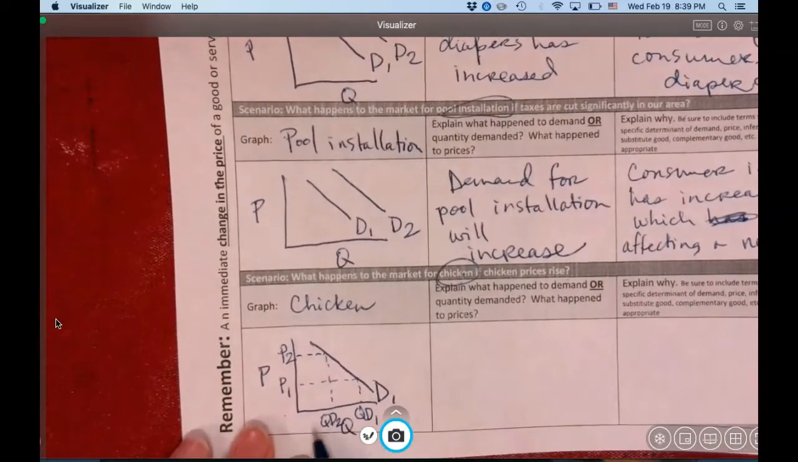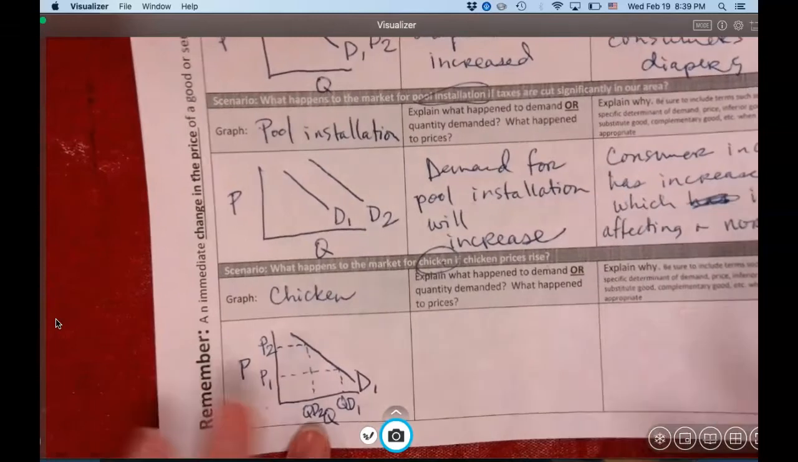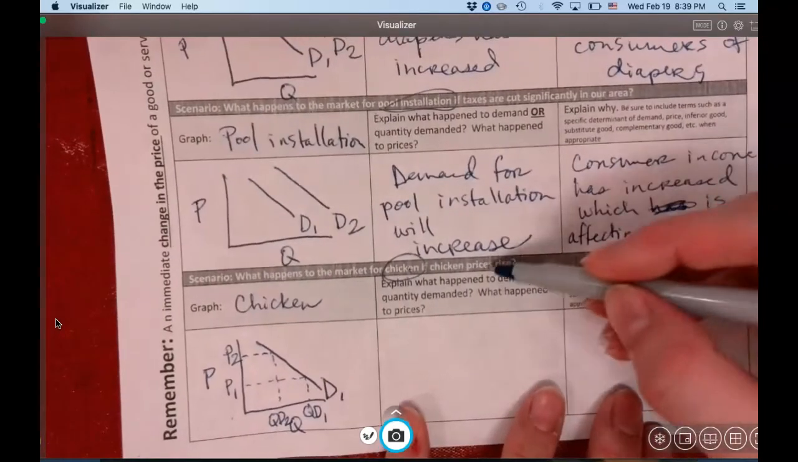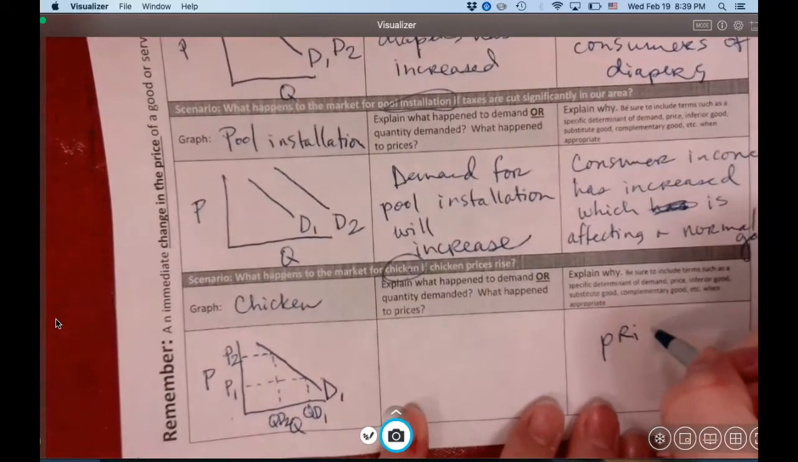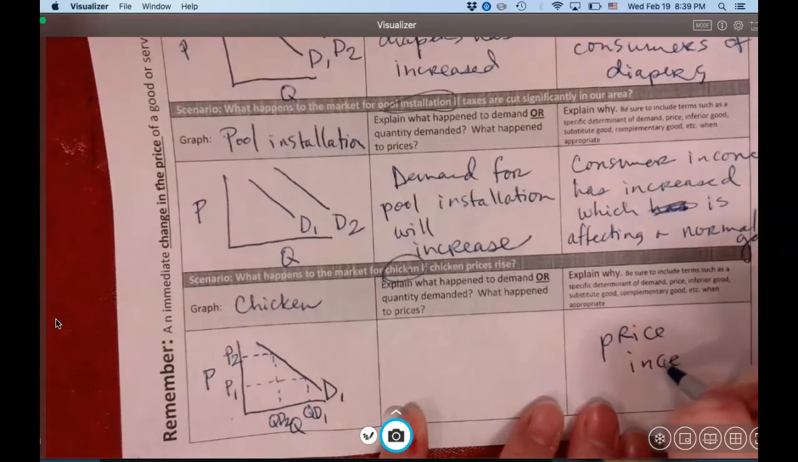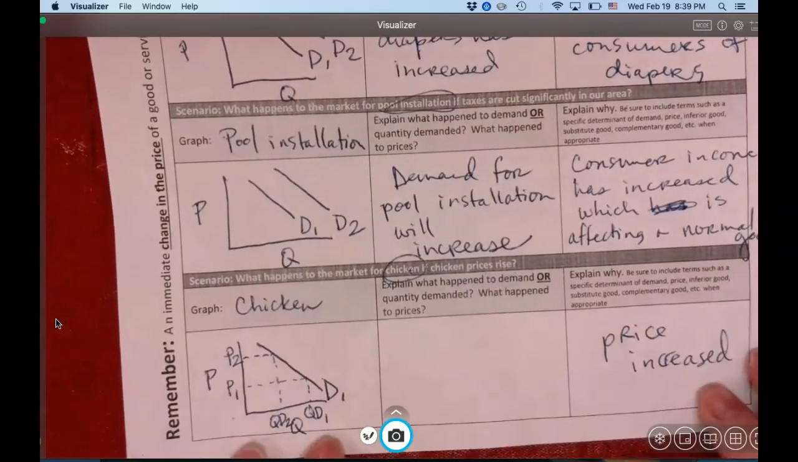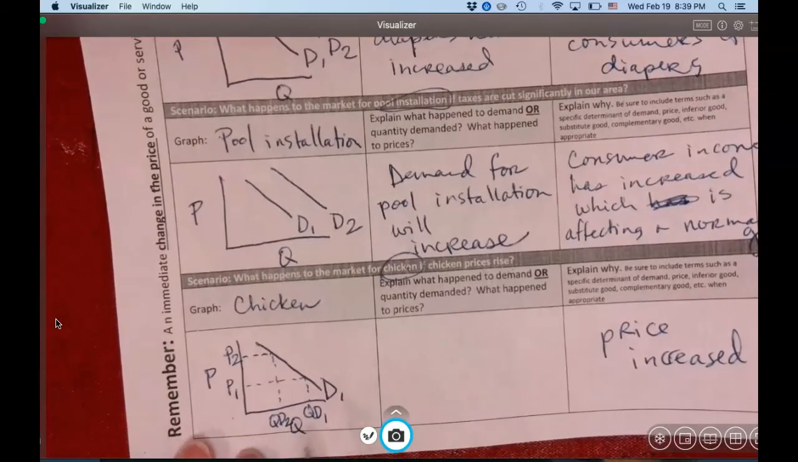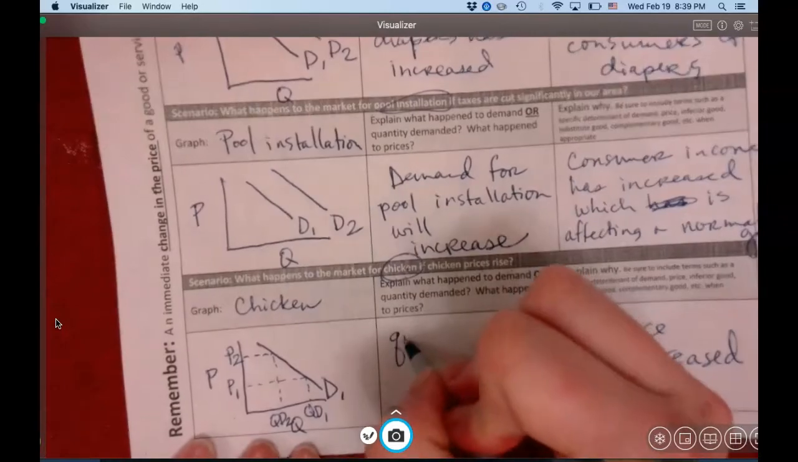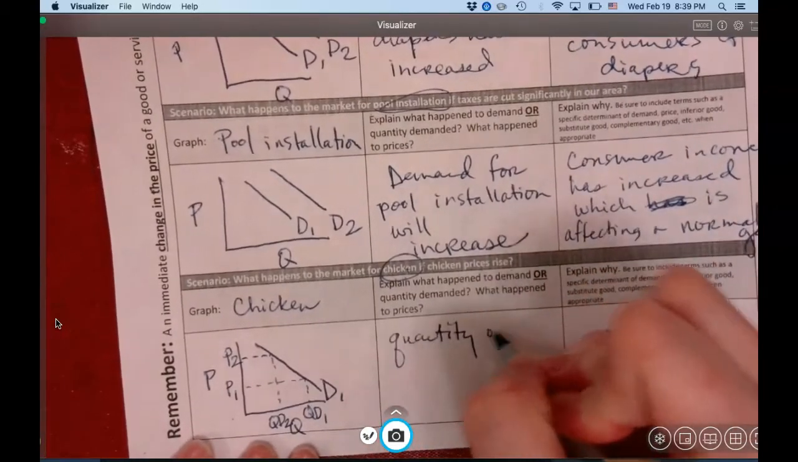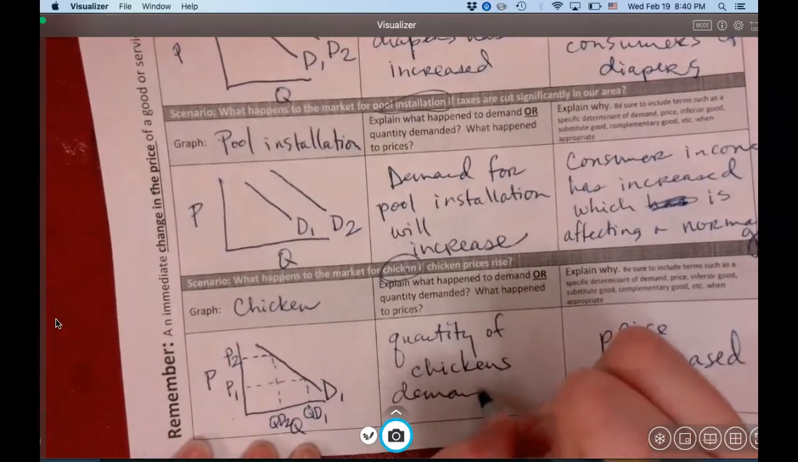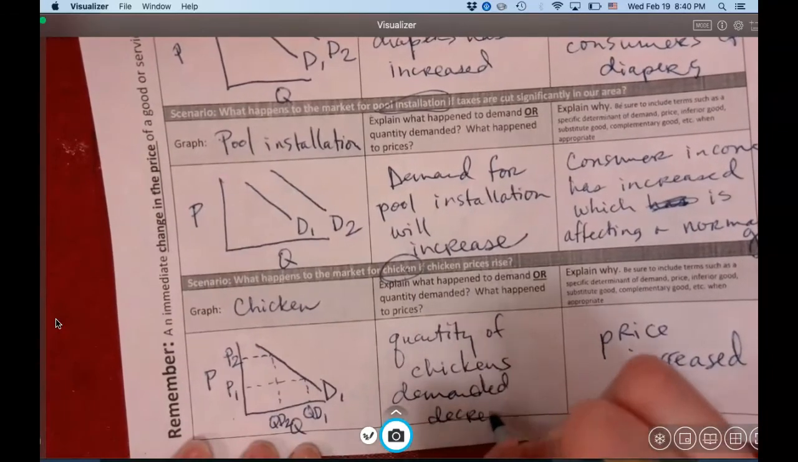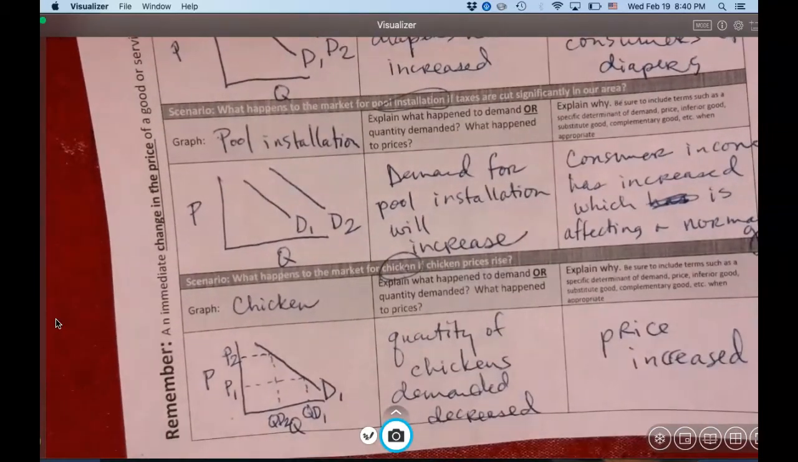Okay, so what has just happened here? Well, first of all, we can describe what happened. The price rose. So, price increased. That's easy enough. And what did that do to quantity demanded? Did quantity demanded decrease or increase here? Quantity of chickens demanded decreased. As prices go up, quantity demanded decreases.